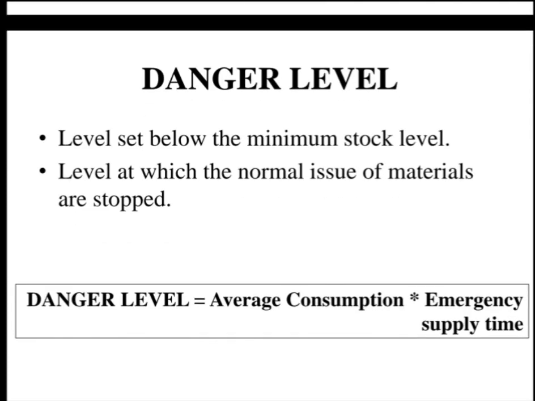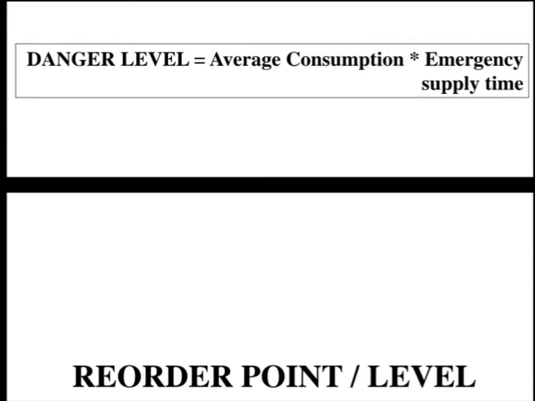Danger level. What is this danger level? It is a level set below the minimum stock level. The minimum stock is the stock that we have to maintain for daily transactions. So if we go below this, what will happen? That will be the danger level. In the danger level also we will maintain something. It is set below the minimum stock level, at which the normal issue of materials is stopped. And how will we calculate the danger level? Below this danger level, we will be in loss. This is calculated based on the equation: average consumption into emergency supply time.